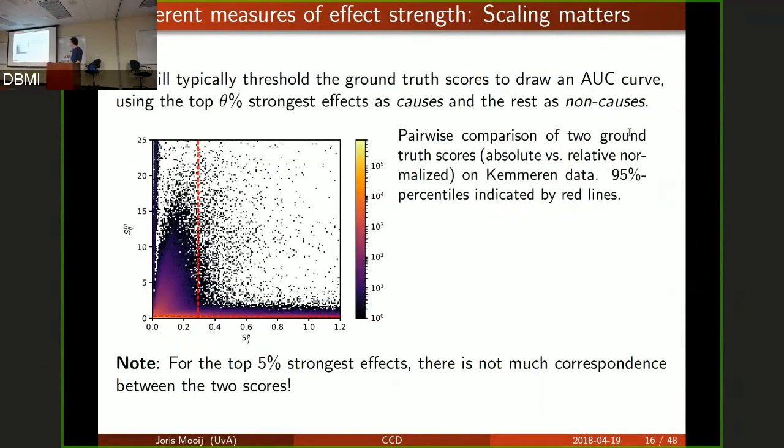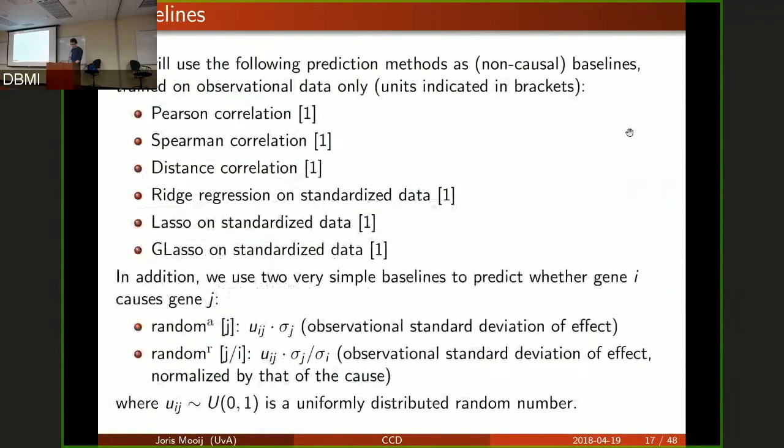Actually, if you plot these ground truths using different measures against each other, for example, this is the absolute one, this is the relative normalized one, and you look at the top 5% of each, then rather than a nice diagonal that you would maybe hope to see, you see this, which is already indicating that the choice of this ground truth measure may have quite an impact on the conclusions. So this is a first quite important empirical observation to make.